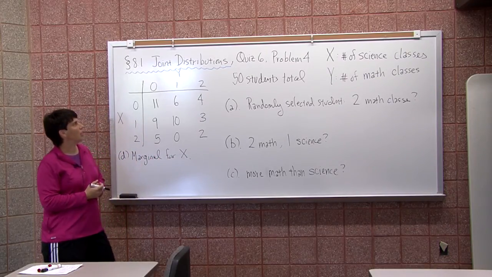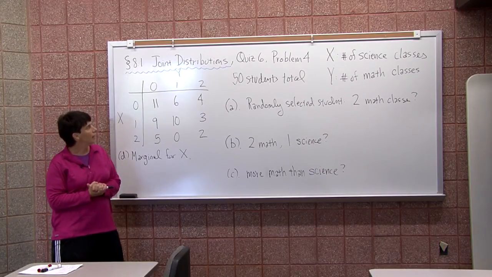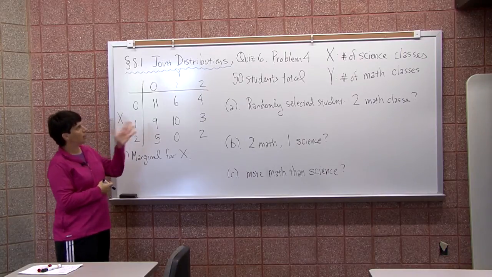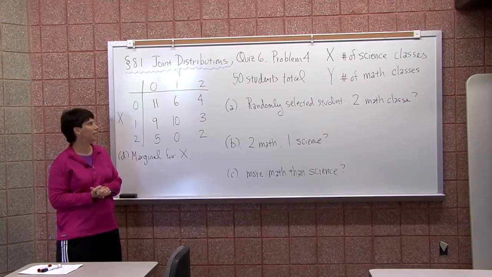You're not talking about these regions of interest where you don't have a feeling in what this function looks like. Here's a problem. Let's say you were an academic advisor and you have 50 students you're advising. In a given quarter, X is going to be the number of science classes one of your students takes, and Y is the number of math classes.